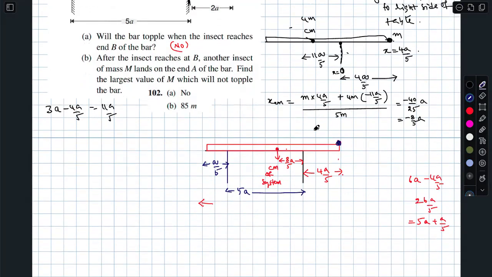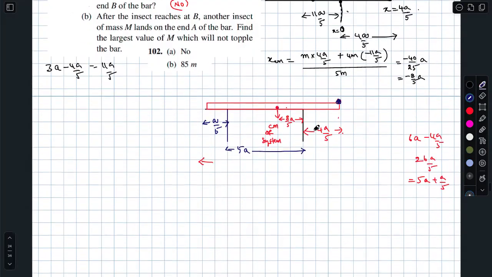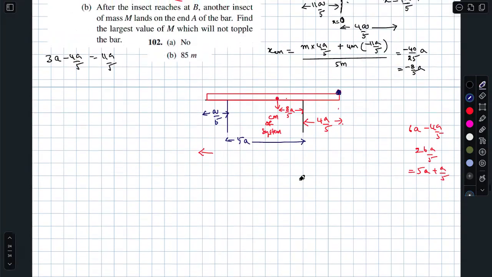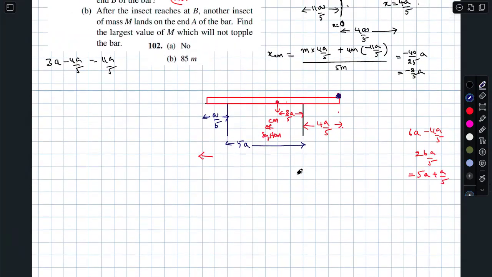What you want is to place some capital M such that still the table won't topple.